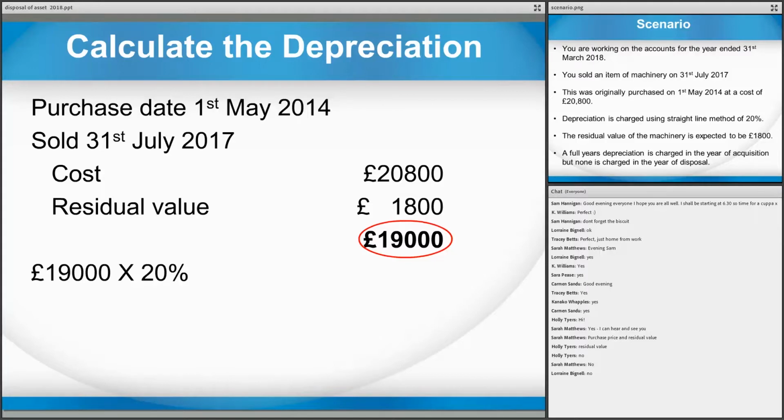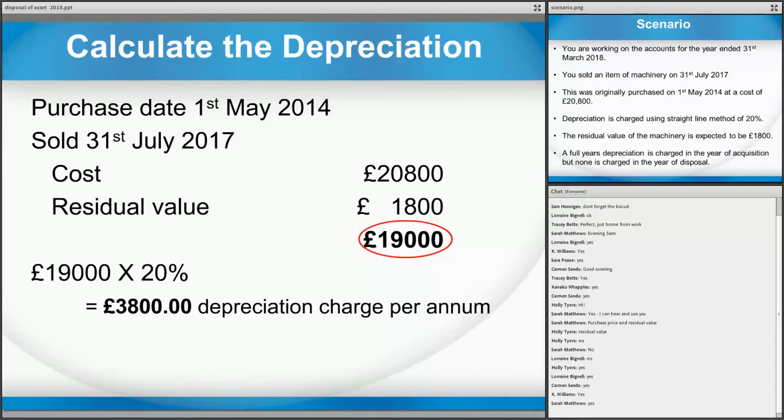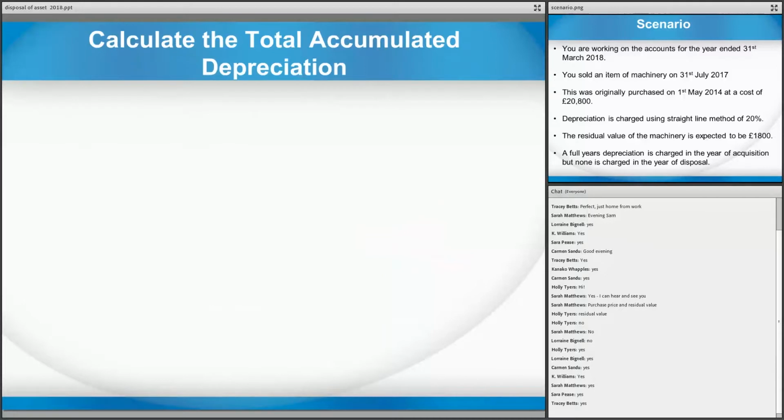So we're going to then calculate how much we're going to depreciate per annum. So we've got 19,000, it's 20%. Okay, so that gives us £3,800 per annum. So what we're going to write off is exactly the same amount each year at £3,800. Okay, so is that clear for everybody? Brilliant. That's great. Thank you very much.